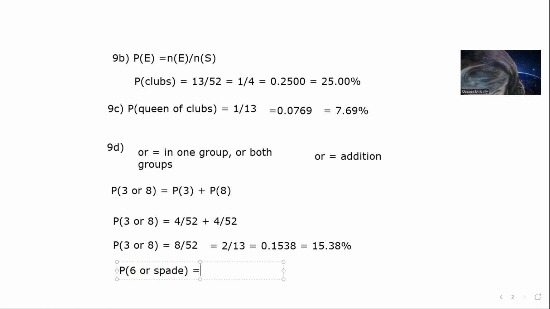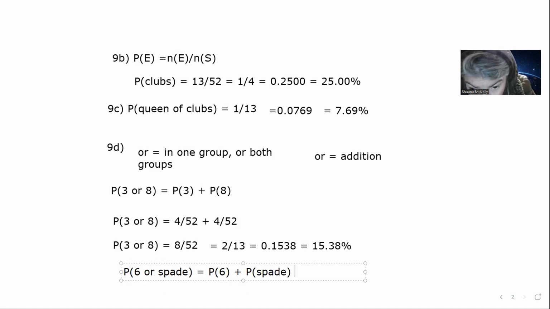But 6 or spade, so if I go here, this is going to be the probability of 6s, not a problem, plus the probability of spades. But now we have something going on here that we didn't have in the previous question. Now, in this case, the 6s overlap. Let me show you something. The spades and the 6s overlap.